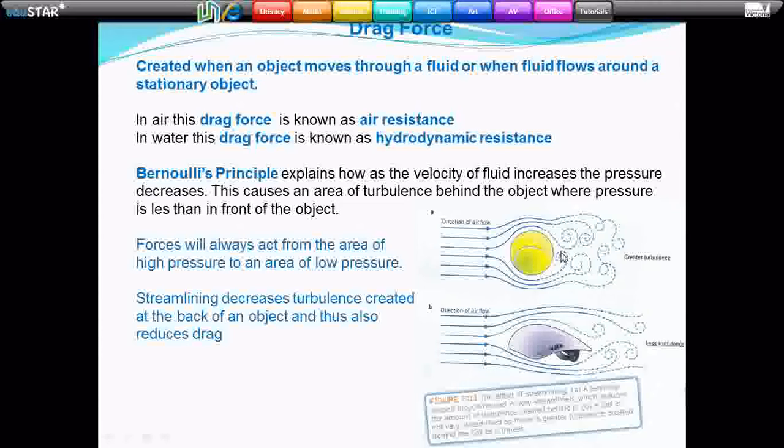Coming back to that laminar and turbulent flow, we've got a force called a drag force, and this is generally any object that flies through the air will have a drag force. It's also known as air resistance, and when we're in water it's known as hydrodynamic resistance.